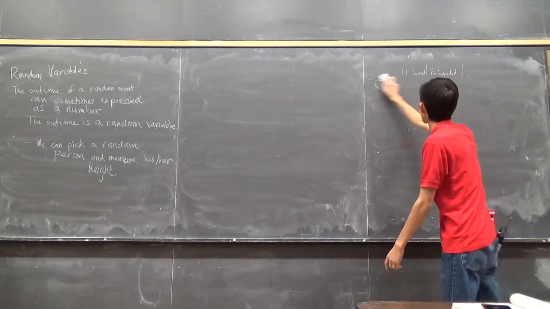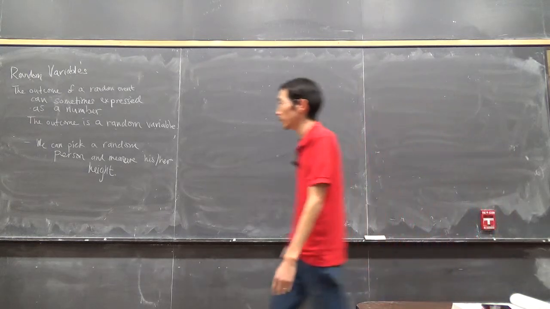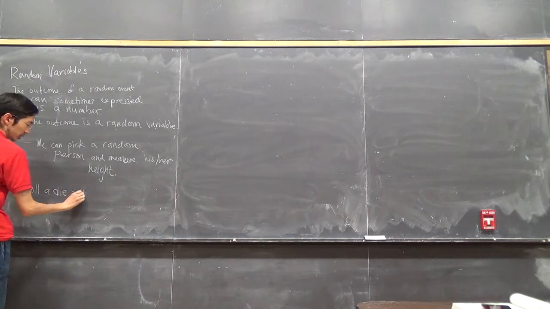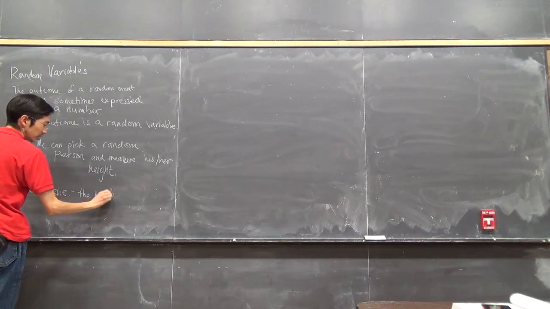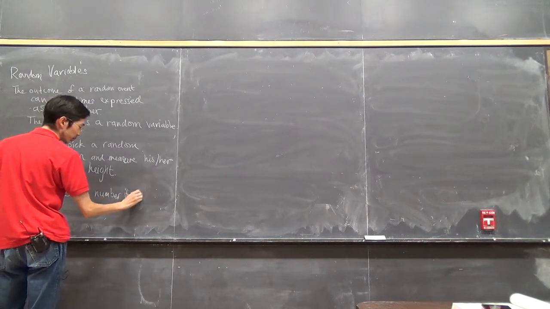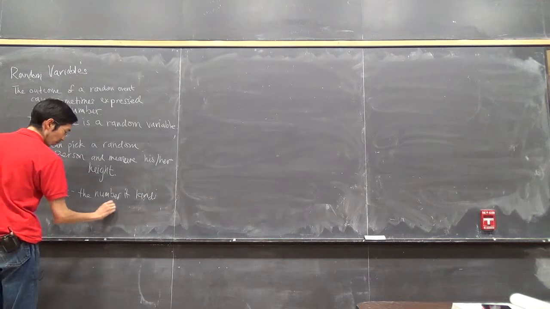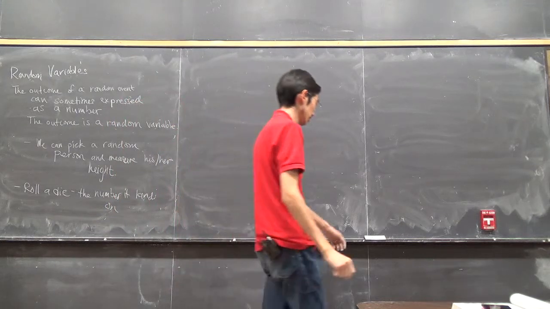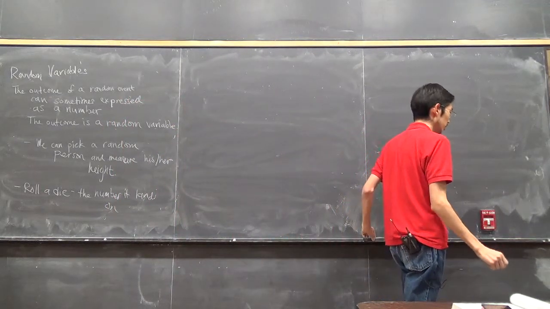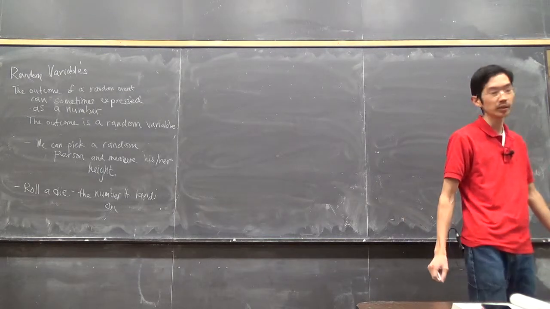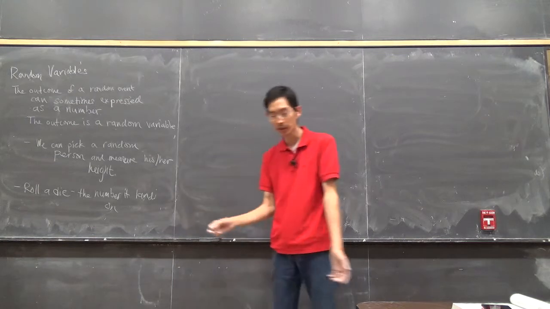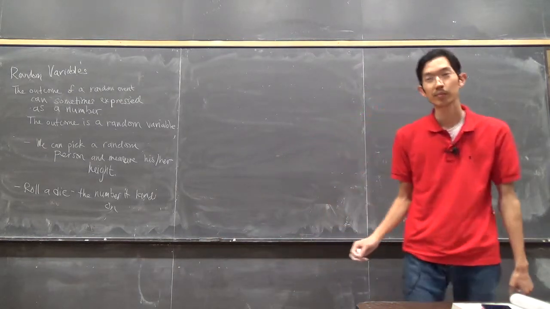We could roll a die, and what number does it land on? The number it lands on is a random variable. If we pick something at random and we just measure something about it, that's also a random variable.